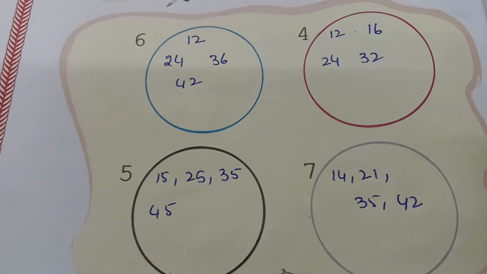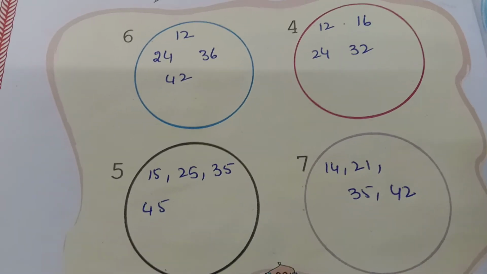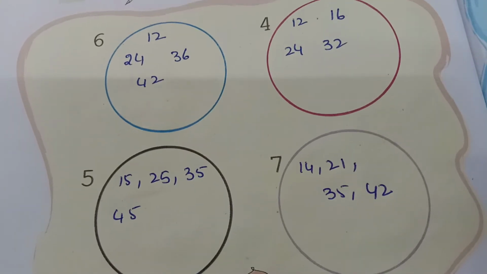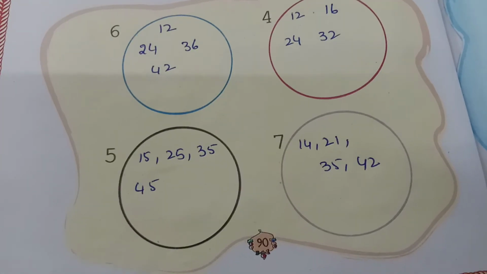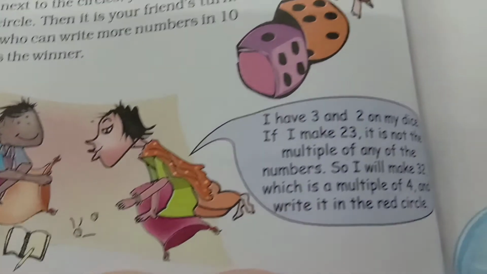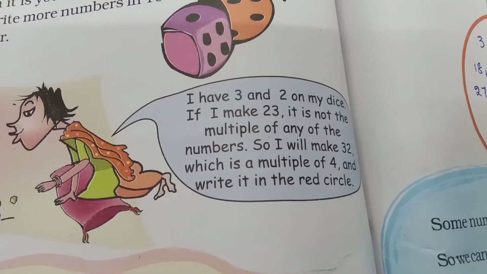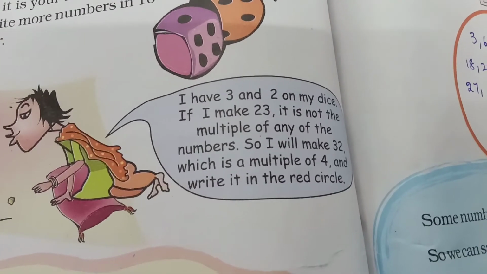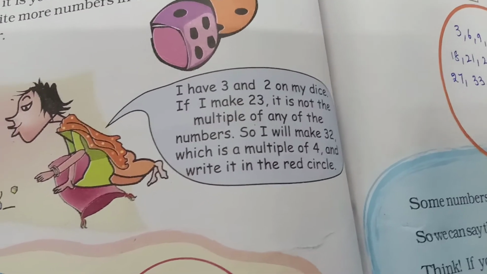Next, you take a chance, you roll the dice and you get 1 and 4. 14 is a multiple of 7. Write that number 14 in the circle which has the number 7. Like this, you play for 10 rounds and whoever writes more multiples will be the winner. See here, I have 3 and 2 on my dice. If I make 23, it is not a multiple of any of the numbers. So I will make 32, which is a multiple of 4, and write it in the red circle.